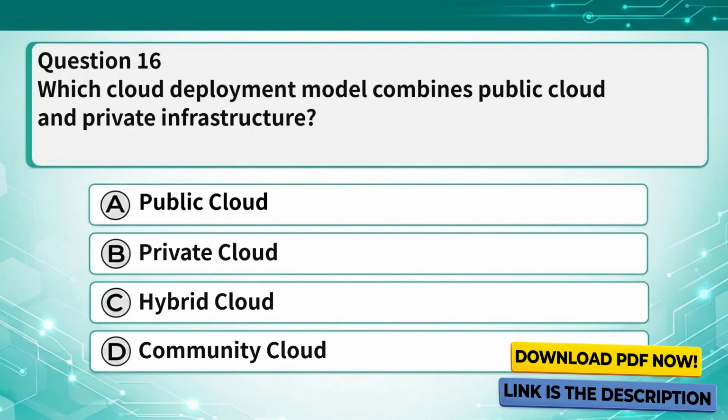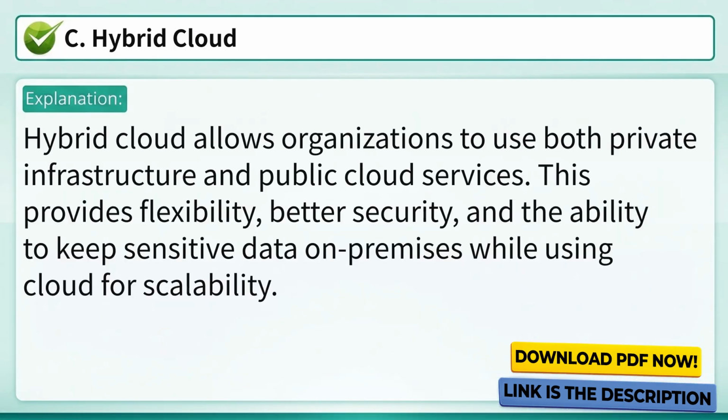Question 16. Which cloud deployment model combines public cloud and private infrastructure? A. Public cloud. B. Private cloud. C. Hybrid cloud. D. Community cloud. Answer. C. Hybrid cloud. Explanation. Hybrid cloud allows organizations to use both private infrastructure and public cloud services. This provides flexibility, better security, and the ability to keep sensitive data on premises while using cloud for scalability.